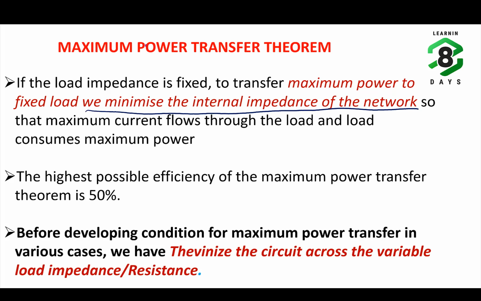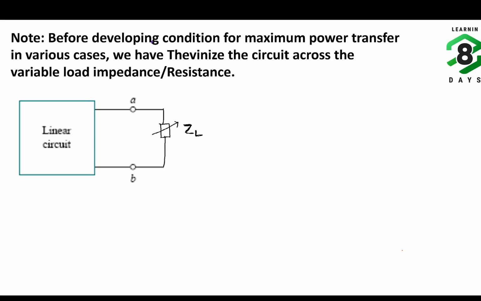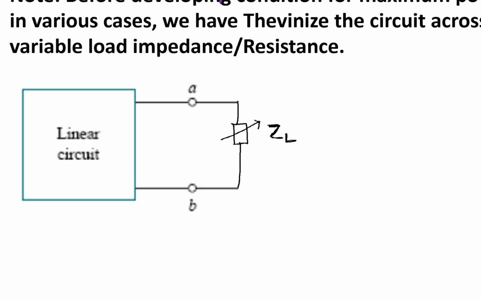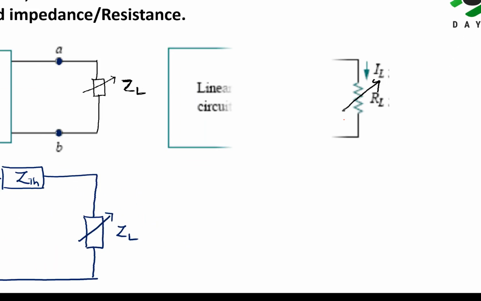So before developing the conditions for maximum power transfer, we have to Thevenize the circuit across the load impedance. Suppose it is an AC circuit where your load impedance is variable, you have to see the circuit across the terminals A, B. It will become what? The Thevenin's equivalent. So in this way, you have to Thevenize the circuit across the load terminals. Then we can derive the condition for maximum power transfer theorem.